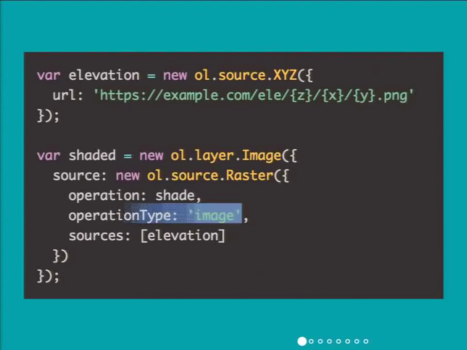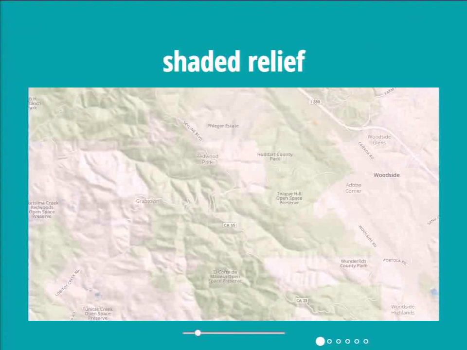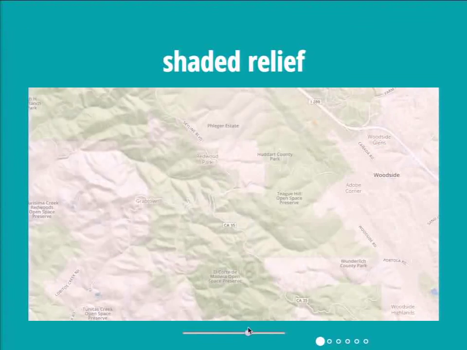And that's handled by using the operation type image. I mentioned that what a shaded relief calculation does is first calculate slope and aspect. So you could also do something like say, I want to deliver slope and aspect tiles to the client, and then they can just do the shaded relief calculation. And here's that in action. This is actually using elevation data encoded as PNGs. And then what I have in the slider here is access to the sun azimuth.